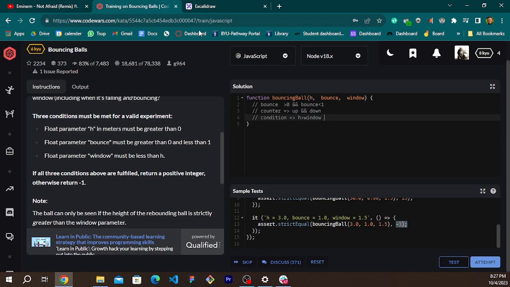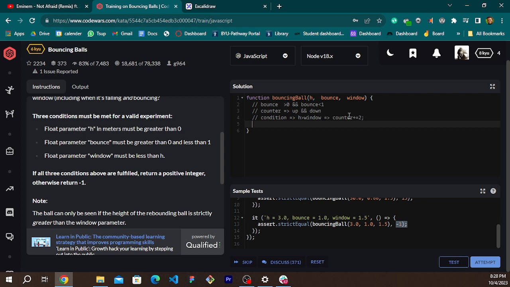So the logic is that we'll just be incrementing the counter while this is happening. How will it be incremented? I will just increment it by 2. Why? Because we are considering the upper and the down bouncing, right? Then that's it. Let's just go through the code and see that.